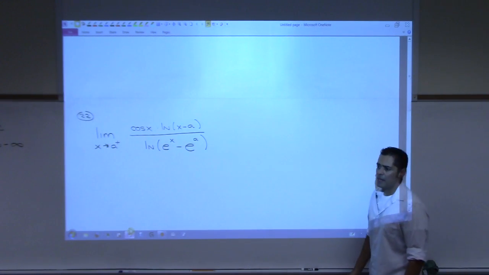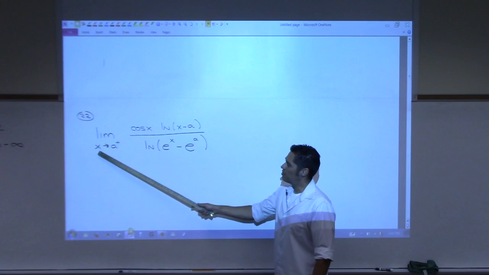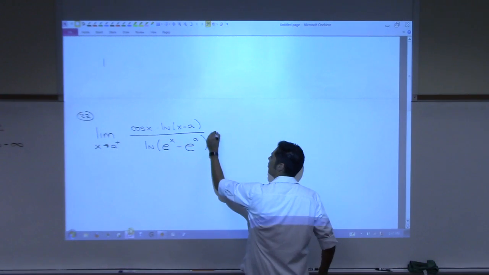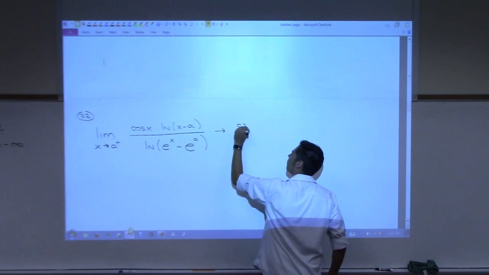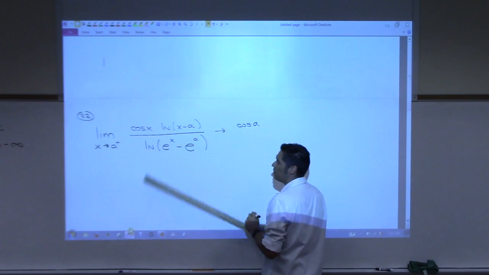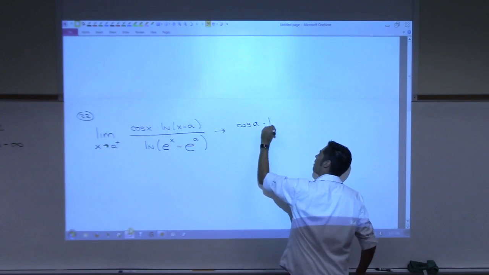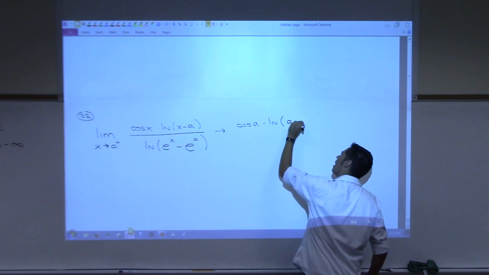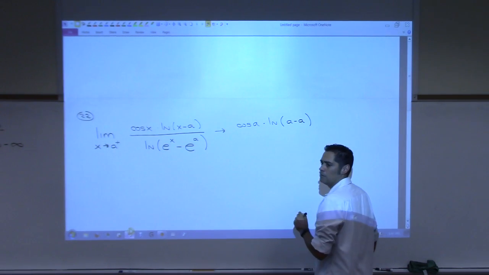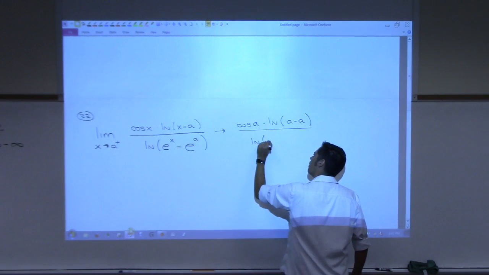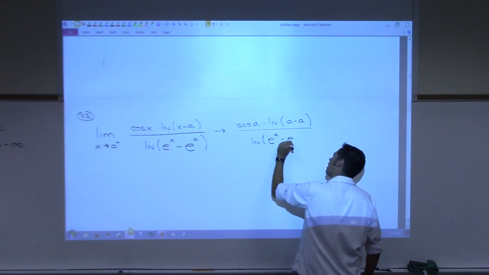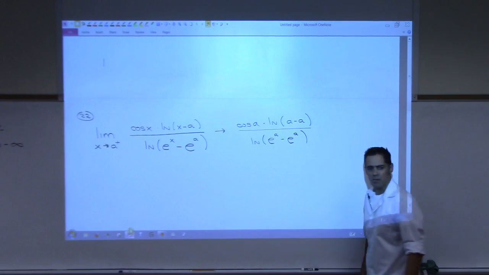So everyone, let's let x go to a. Let x go to a, and I'm going to do this in a little detail here. We will have cosine of a, that's what happens as x becomes a, times natural log of a minus a, over natural log of e to the a minus e to the a. You follow? I've just replaced all my x's with a's.